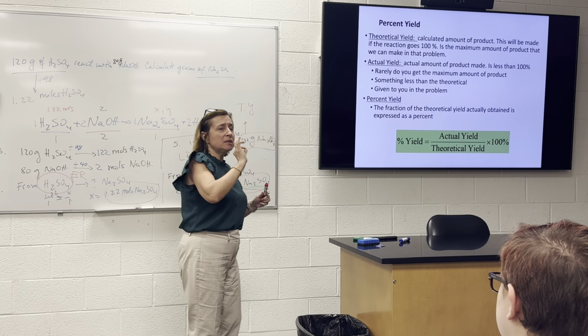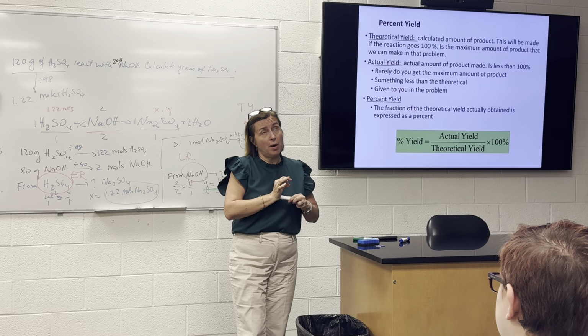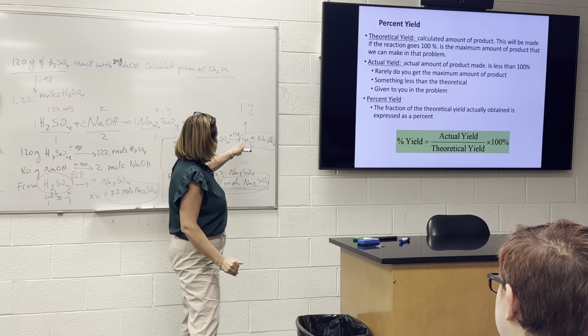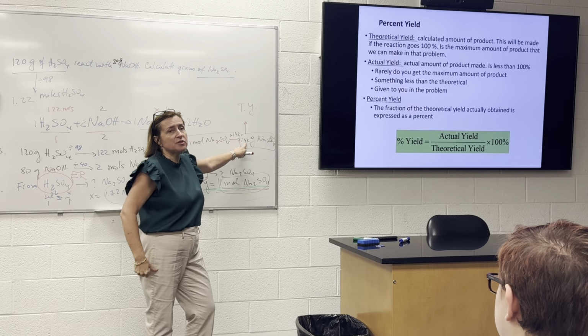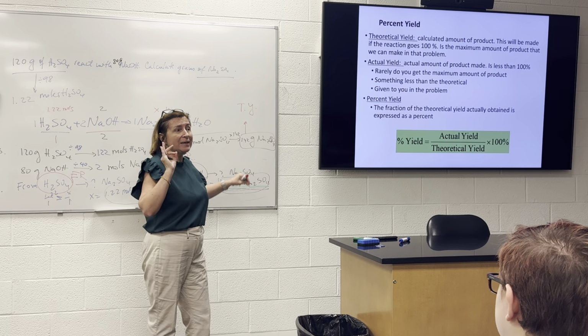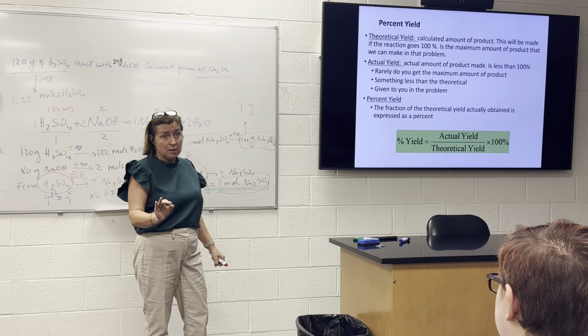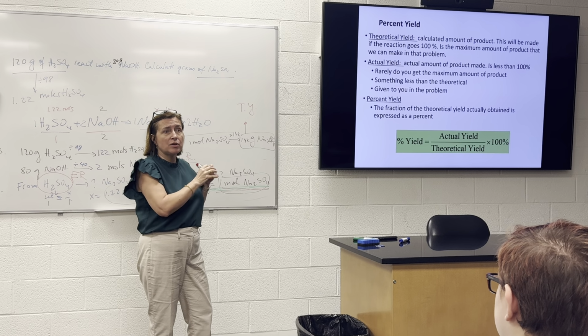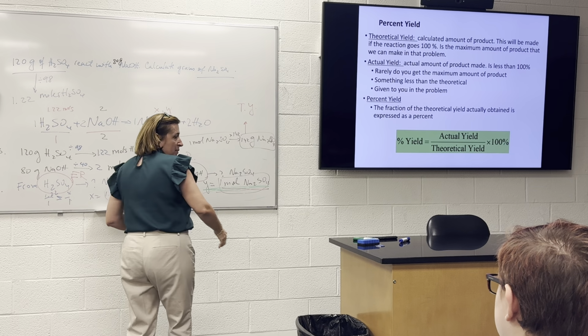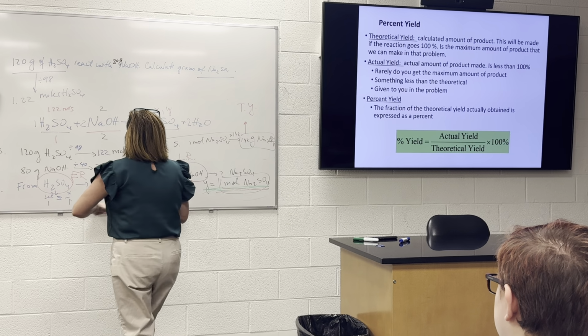And let me amend the problem. Let me add something to the problem. So based on my math, if everything goes perfectly, I am producing 142 grams of sodium sulfate product. Theoretical yield. The yield refers to products. The terms limiting and excess refer to reagents, reactants.